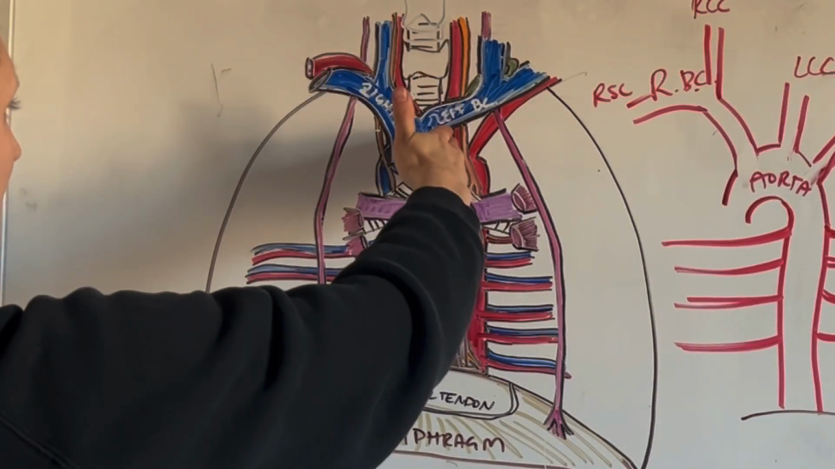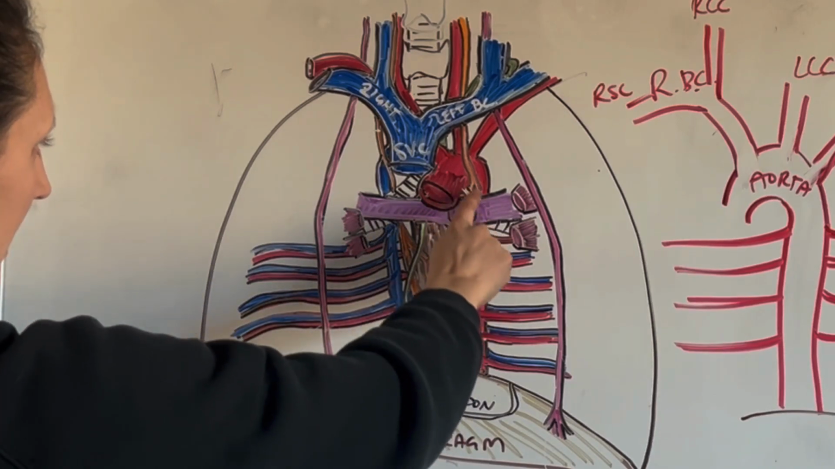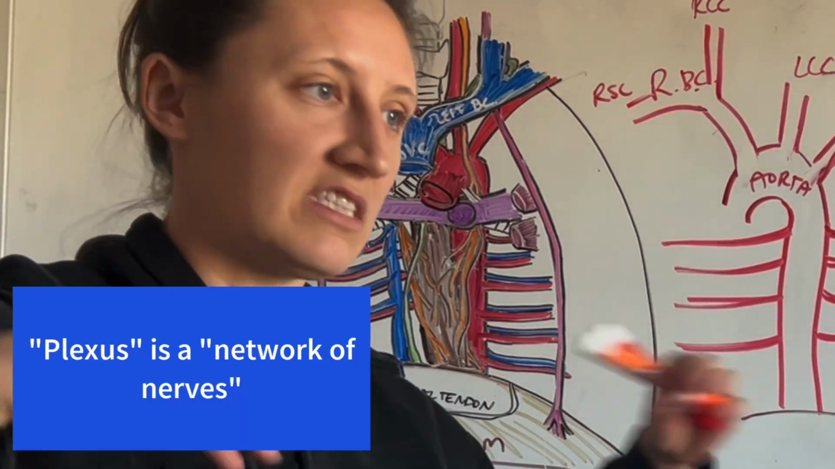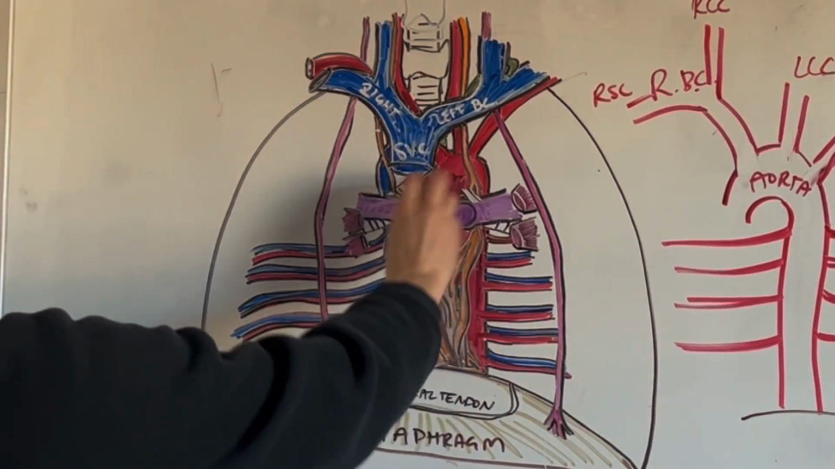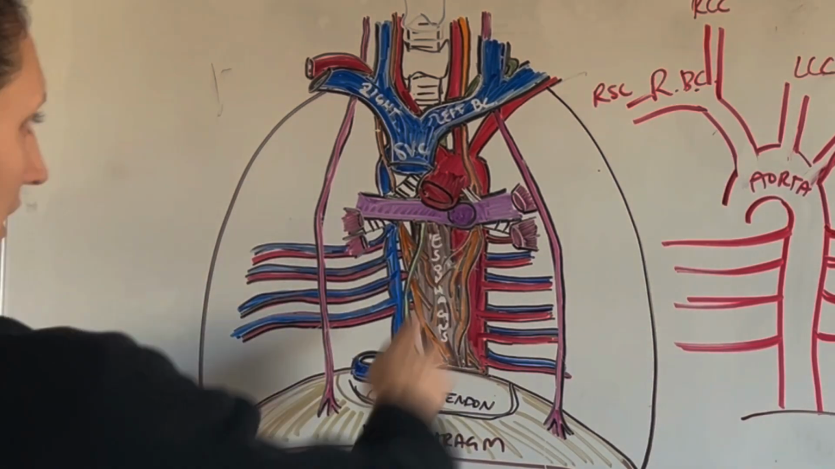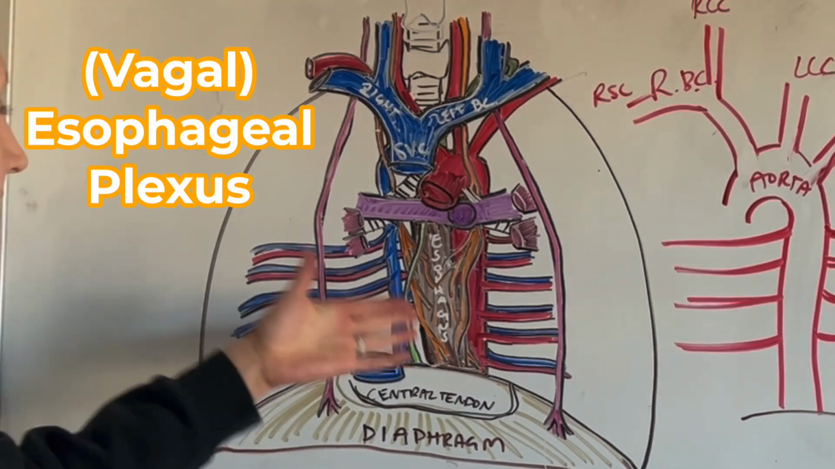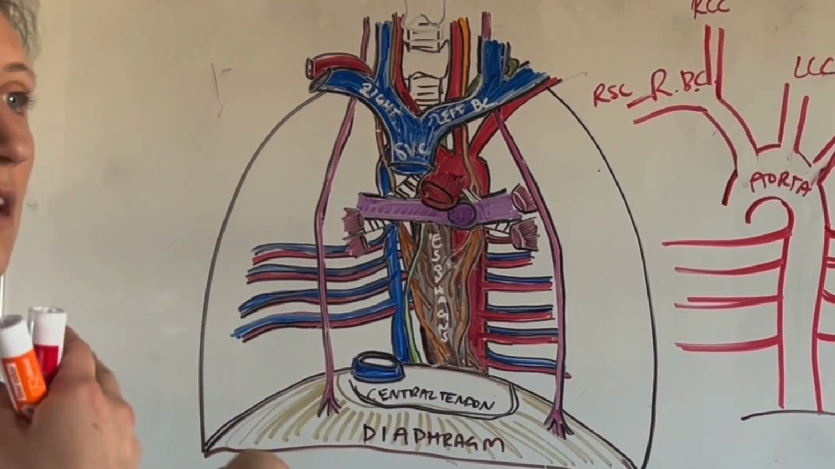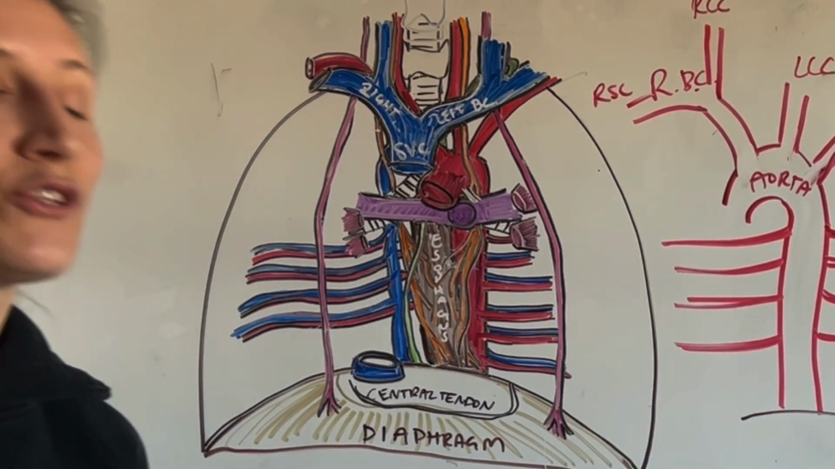Okay. Vagus nerve then continues, as you can see, it goes behind the pulmonary trunk, and it continues, and then it becomes a plexus. A plexus is a network of nerves, so it's like a net, literally, of nerves. And it gets onto the esophagus. So this brown structure back here is my esophagus, and this is my esophageal plexus of my vagus nerve, because it's the portion of the vagus nerve that goes to the esophagus. And the vagus nerve is so cool.